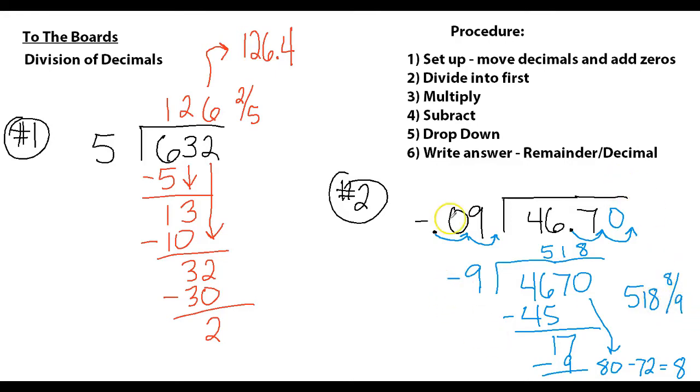Now don't forget, because we were dividing by a negative number, our answer is going to be negative. And so that should be our answer there, -518 and 8/9.